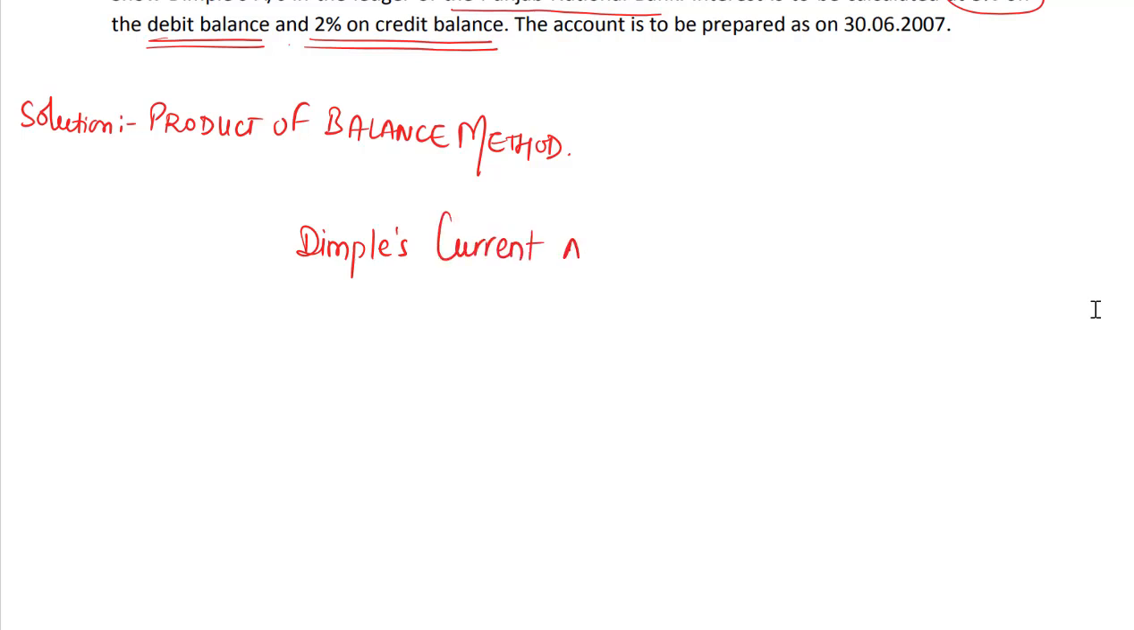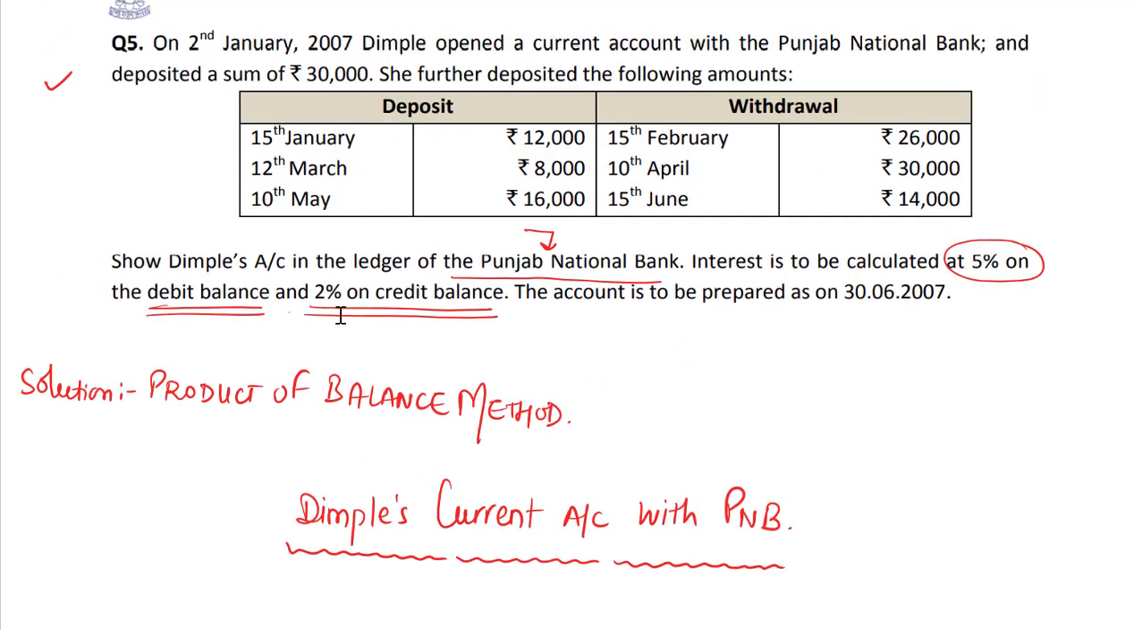Dimple's current account with Punjab National Bank, PNB. 2% interest on credit balance and 5% interest on debit balance. I believe you understood.